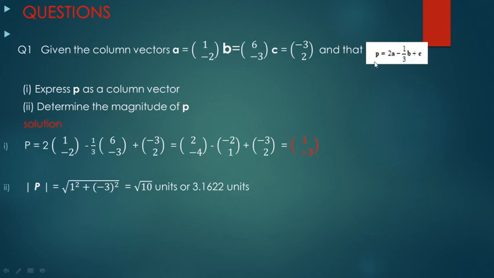Now, P as a column vector would be equal to 2A. So it would be 2 into A vector, and A vector we know is this one, then minus a third into B vector, we know B vector is here, plus C, and we know C is here, that is (-3, 2). So we do these calculations to find P in column form. First of all, we open the brackets, it will be (2, -4).